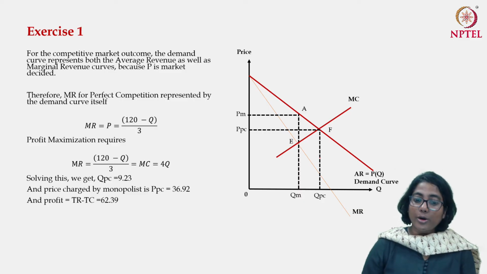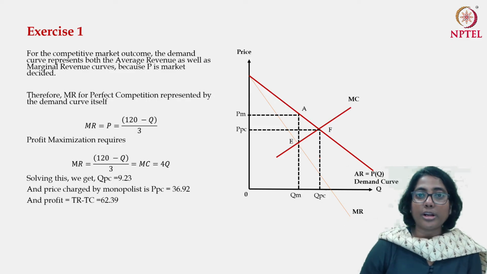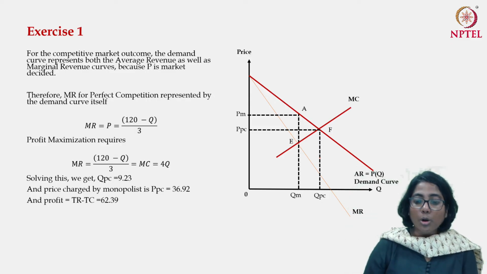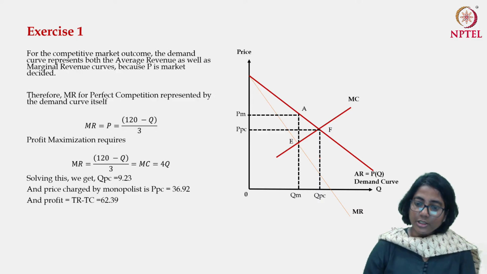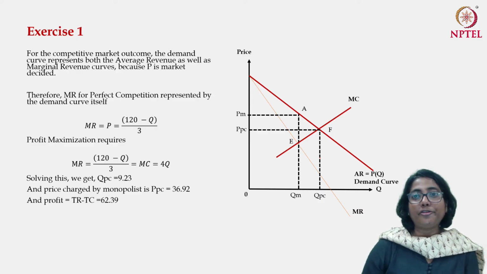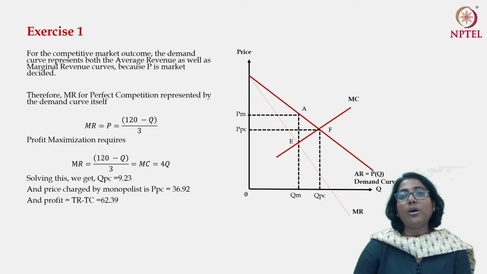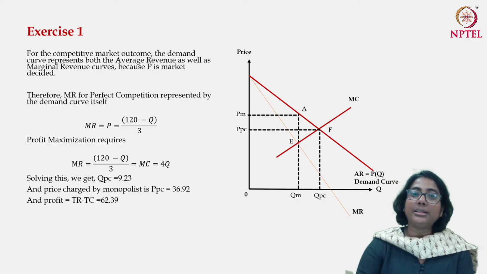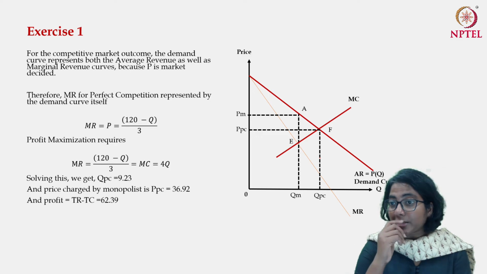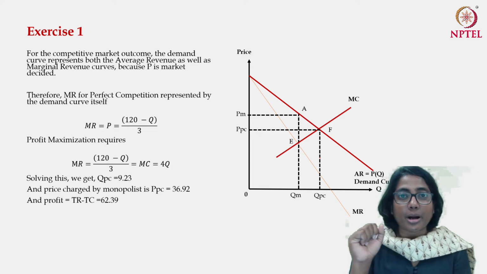However, you can also see, if you compare the total profit that is earned, that the profit earned by the monopolist is higher as compared to the perfectly competitive outcome. So these are the differences between the monopolist and the perfectly competitive outcome. Now, why is it so important to understand these distinctions in the context of understanding the energy market?